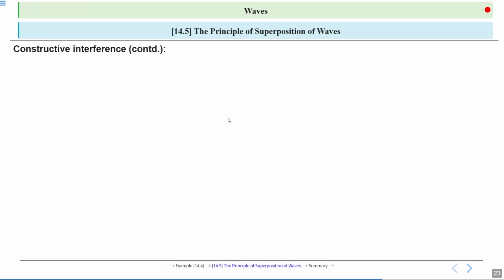Now, when constructive interference happens, the resulting wave has the maximum possible amplitude. If each original wave has amplitude A, then the combined amplitude becomes 2A. Remember, amplitude is the height of the wave from its center line.